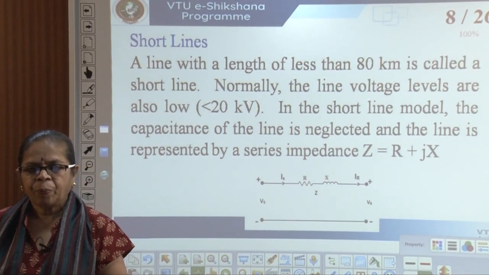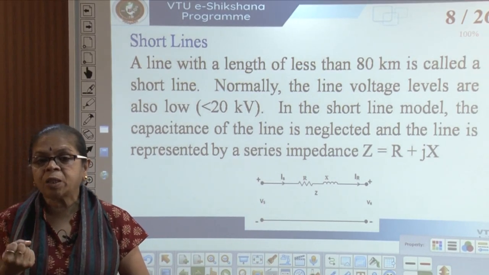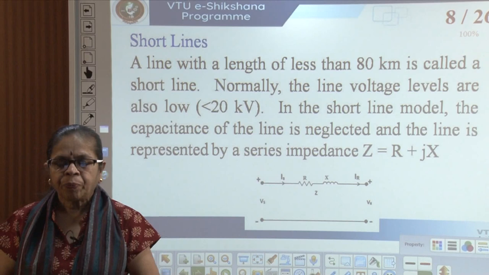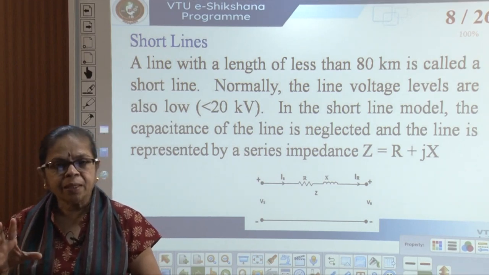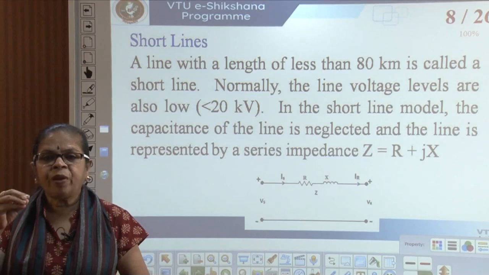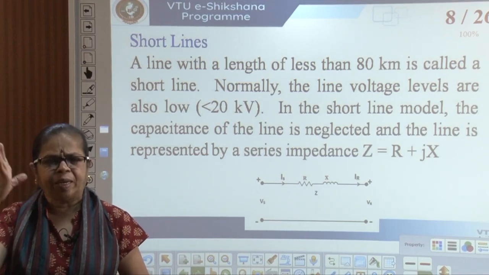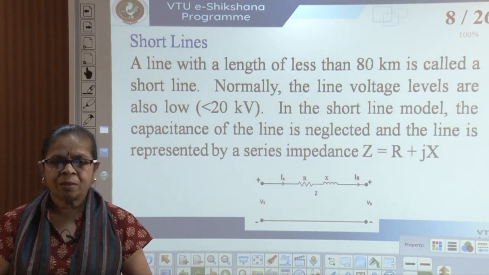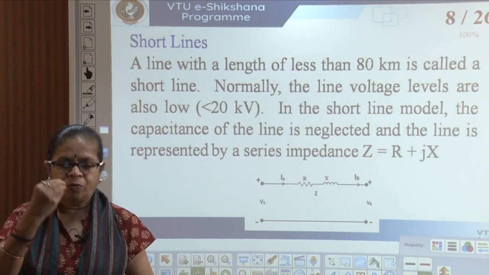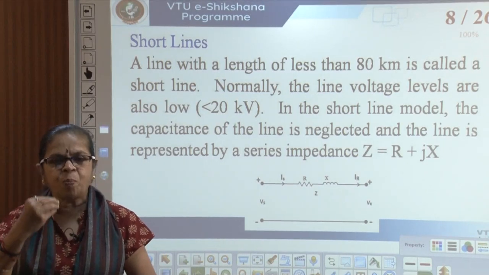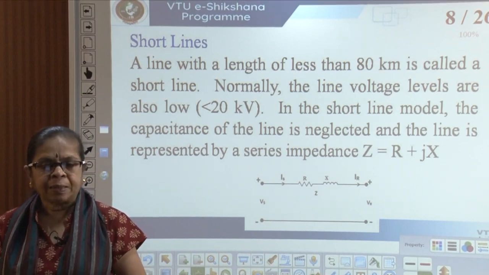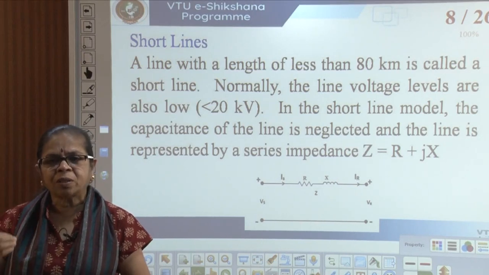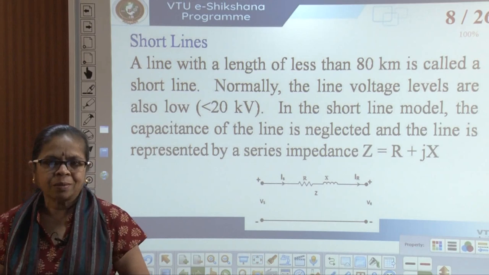But if that is so, then why do I specify this 60 or 80 kilometers? It is because up to this line length, neglecting the capacitance doesn't affect my performance characteristics significantly. What performance characteristics? What we saw: the calculation of the losses, the regulation, efficiency, voltage drop in the line. For short lines, if I neglect the capacitance, I don't get too much of a difference in the values as compared to if I model the capacitance.